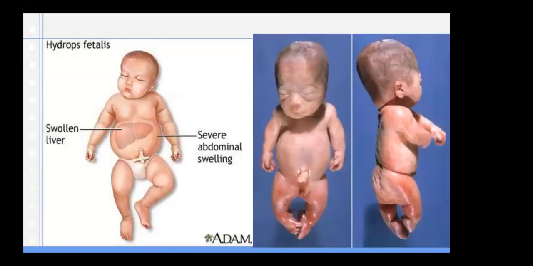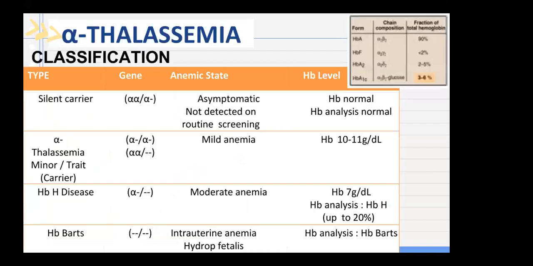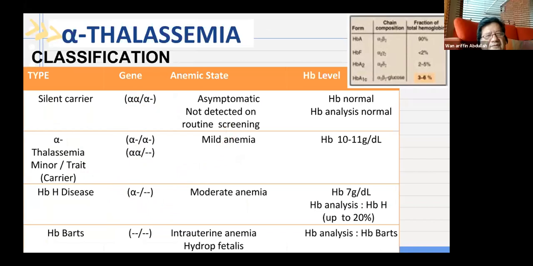Okay. This is the condition called hydrops fetalis, which is the accumulation of fluid, usually in the liver, and severe abdominal swelling. Next is the summary, the classification. The silent carrier has 1 gene deleted, the minor or the carrier has 2 deleted, hemoglobin H has 3, and so on. The last one is not compatible with life. The first two are usually asymptomatic or have mild anemia. This is the one which comes to the hospital. Yes. All right, okay.